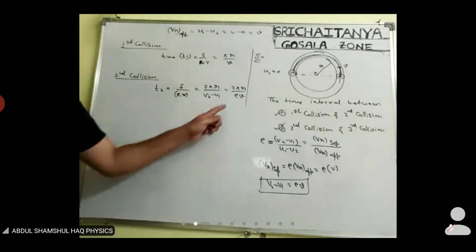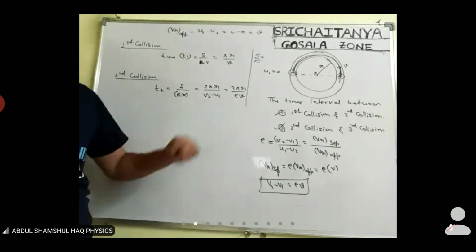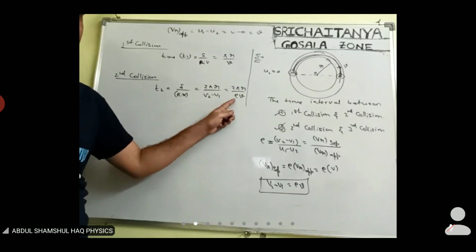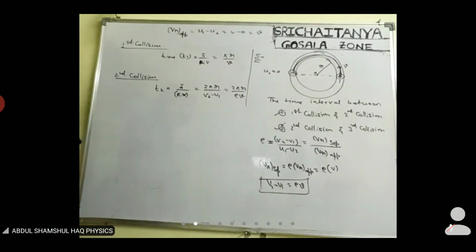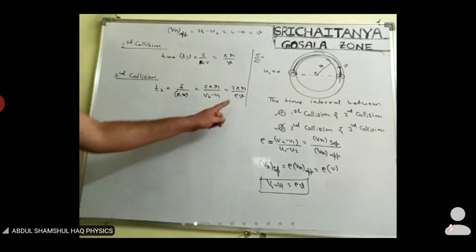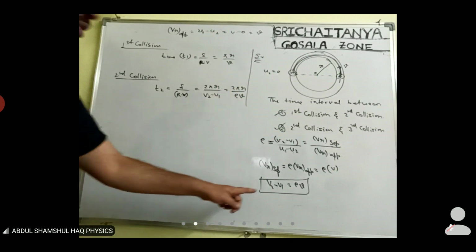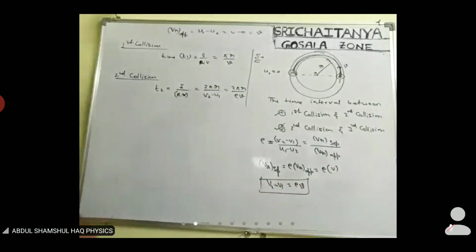Students, in the last week also we derived this one. And we said e equals 1 here. That is 2 pi r by v. We got it, 2 pi r by v. But here the restitution ratio is included as v2 minus v1.